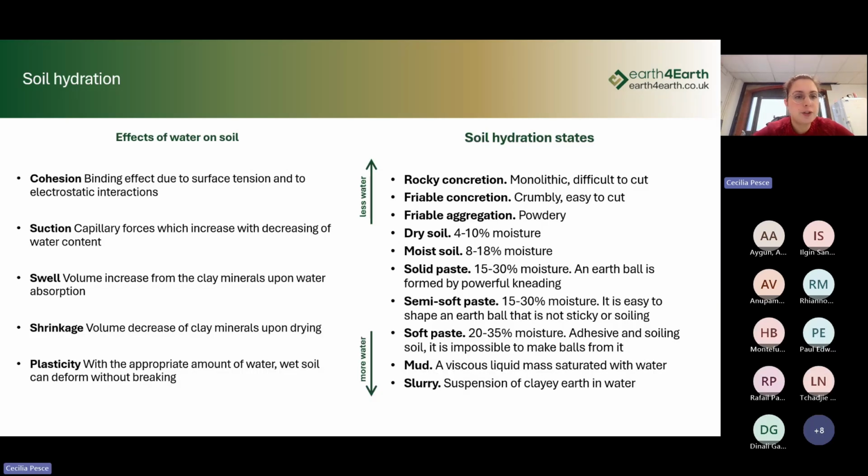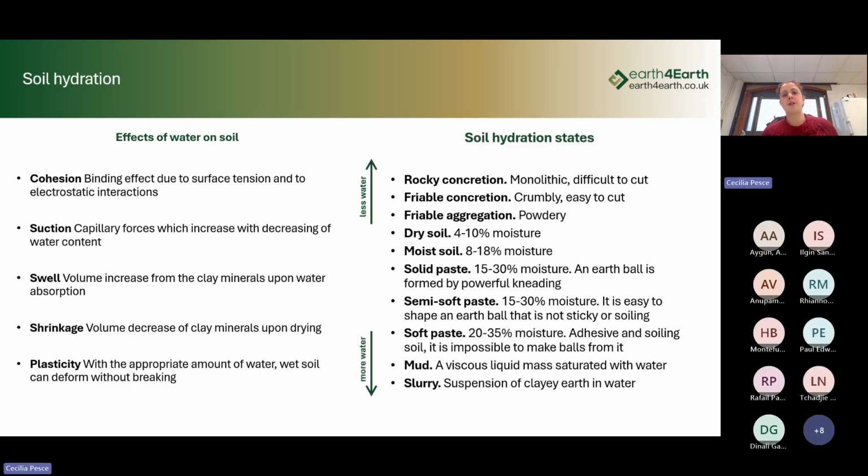It imparts cohesion to the soil. Suction is exerted by the soil towards the water by capillary forces. Water in some soils, or in most soils, gives an effect of swelling because of the clay minerals contained in the soil. Upon drying, there is then shrinkage, so a volume decrease, and water imparts plasticity to soils. So quite a range of effects and property changes.